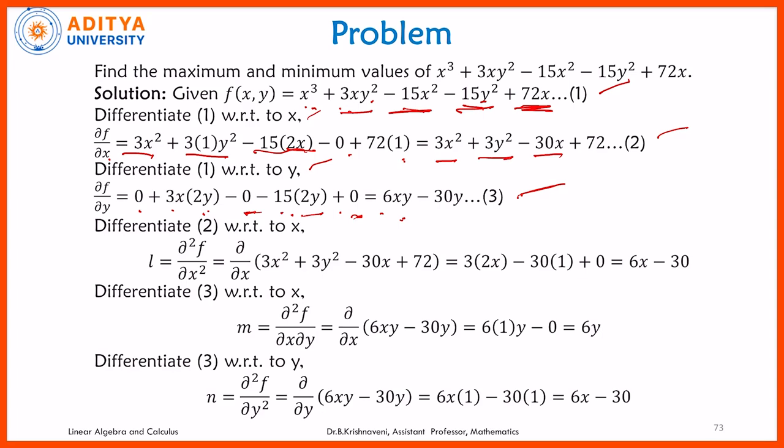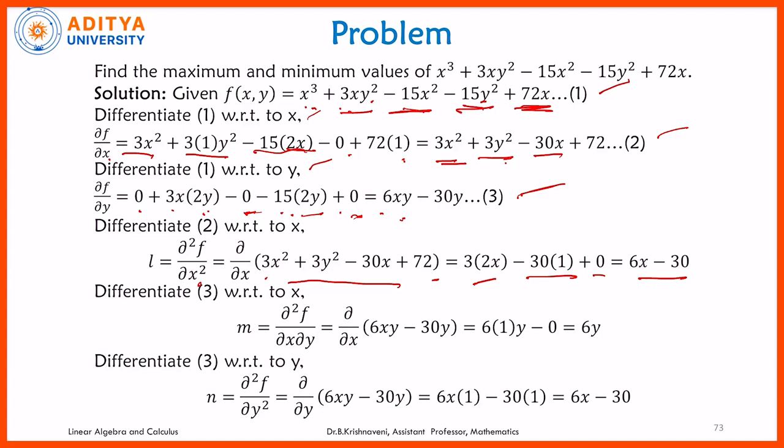Now, next we need to find L, M and N. What is L equal to? Dou square f by dou x square, that is dou by dou x of dou f by dou x. What is dou f by dou x? 3x square plus 3y square minus 30x plus 72. Taking the partial derivative with respect to x, which is equal to 6x plus 3y square derivative 0, minus 30 into 1 plus 0. So, which gives 6x minus 30.